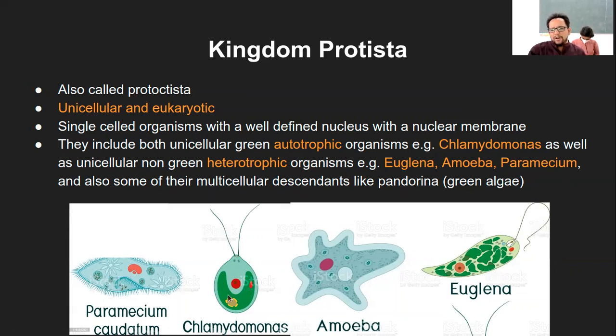In this, Chlamydomonas is the autotrophic one. Euglena, Amoeba, Paramecium are all heterotrophic organisms, and some of their multicellular descendants, like Pandorina, are green algae. That means over the time of evolution, these green algae have evolved from this category, that is kingdom Protista. I assume that you would have heard of amoeba earlier for sure, and to some extent paramecium. These two would be quite new to you, that is Euglena and Chlamydomonas. So these are the different examples of kingdom Protista. Again, remember, you will have to know all these names with correct spellings.